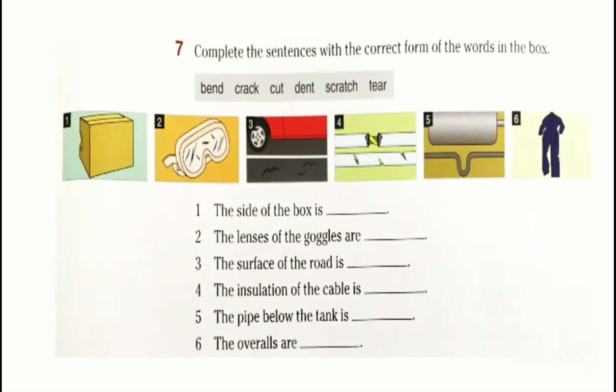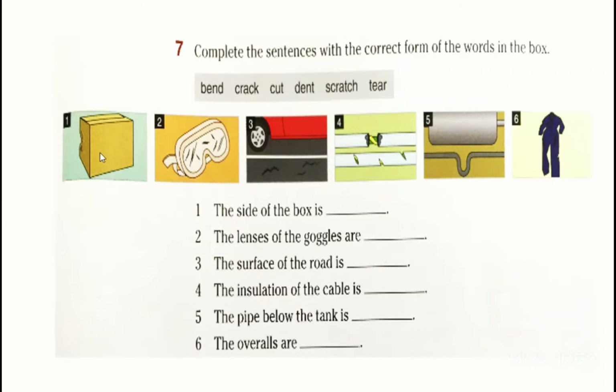Okay, now please look here at exercise number 7. As you see, we have 6 pictures here, and here we have 6 verbs. We need to use these verbs, but in the past participle, to describe these pictures. Look at this picture, for example. The box here has damage. Look, there's a problem here. And the goggles here, there's a problem. There are some scratches. And the road has a problem here. Each one has a problem. Look here, cut. There is a problem here. It's not straight, and here there is a cut.